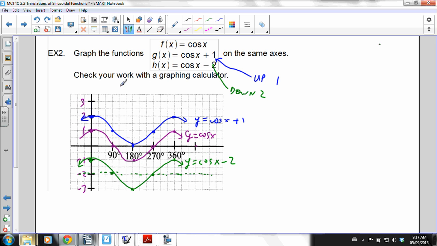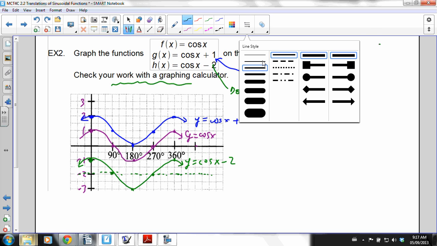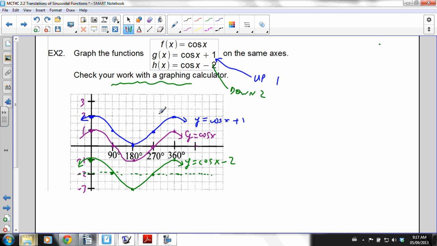Now I saw that I'm supposed to be checking my work with a graphing calculator. Not very necessary here, but I will do that. Right now, before I get to the graphing calculator, I'm going to talk about the properties again.